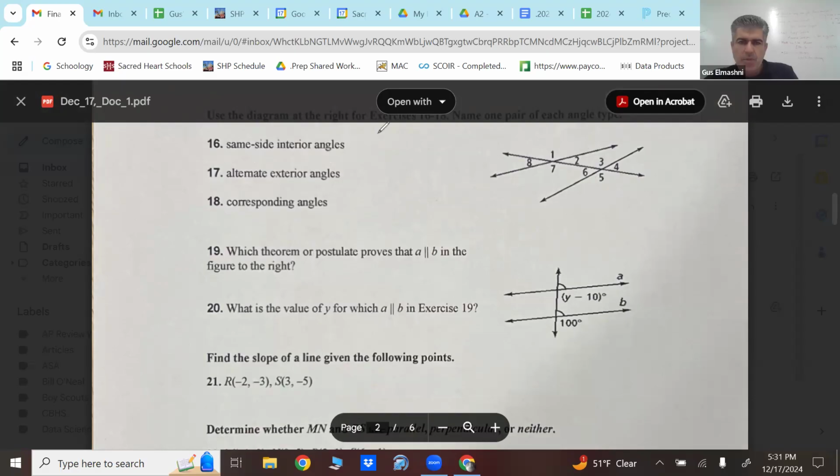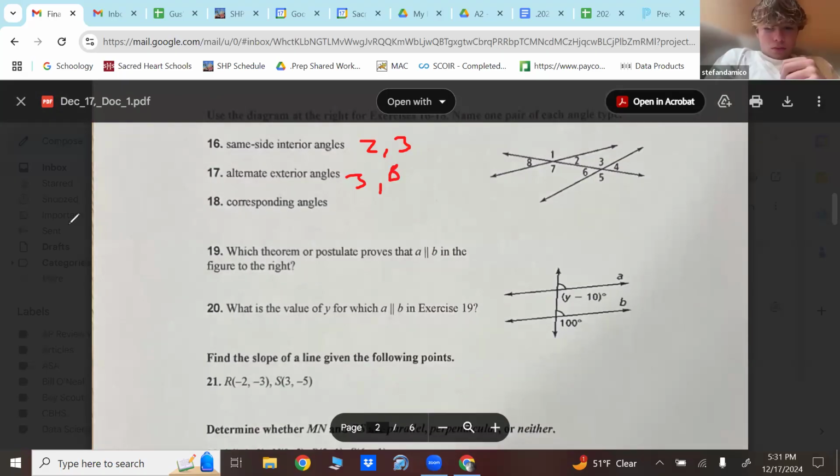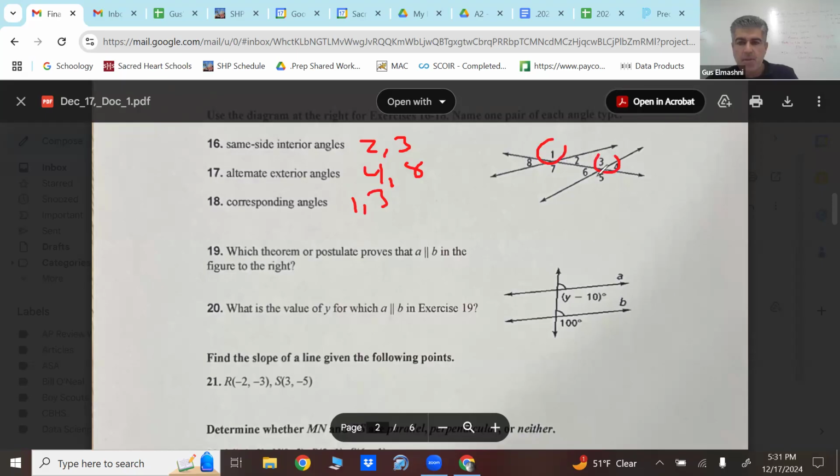Same side interior angles like 2 and 3. Alternate exterior: 2, 3, 7, 6. 7 6 could also be same side interior, but for alternate exterior, you say 8 3. No, 4 8, sorry, my bad, because they have to be outside. And 5, 1. Corresponding angles, you could say 1 3, 7, 2. No, the corresponding is like this. So 1 7 8, 3, so 5, 7.